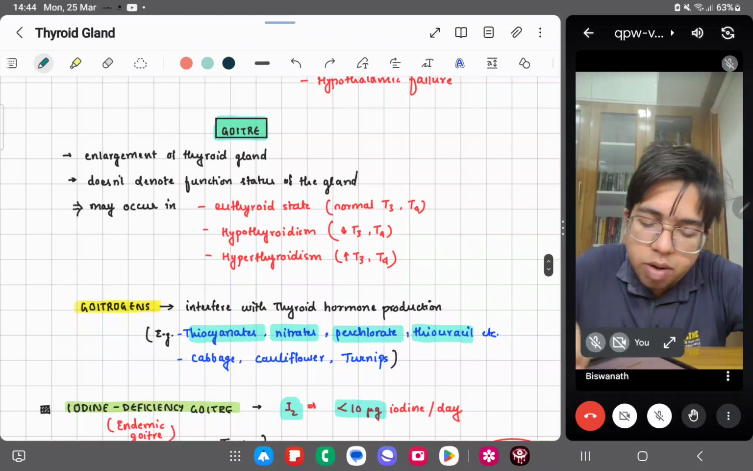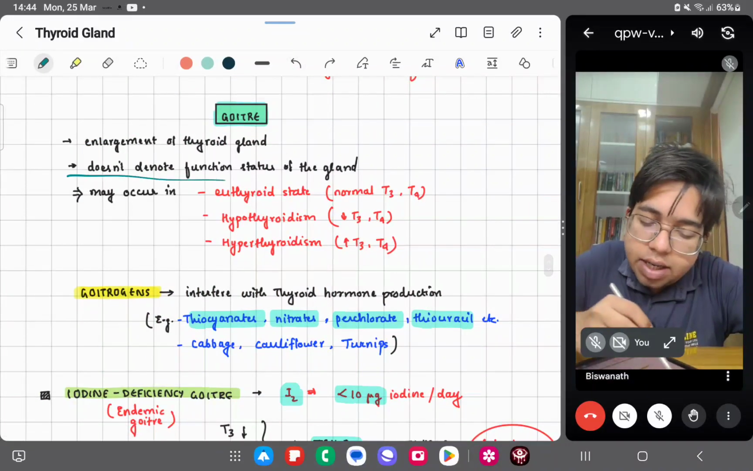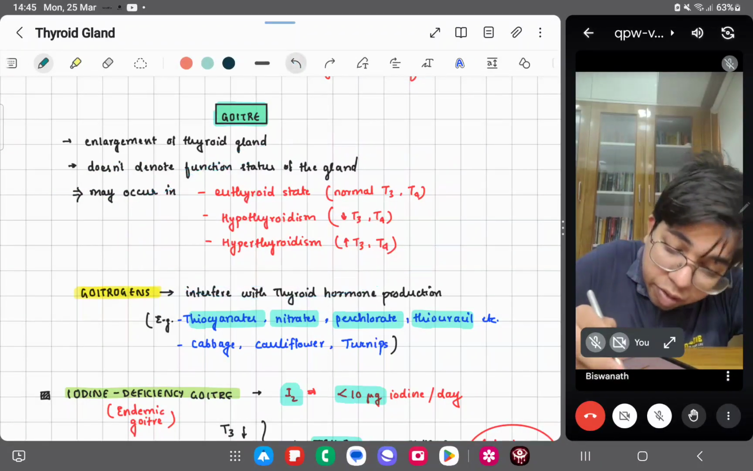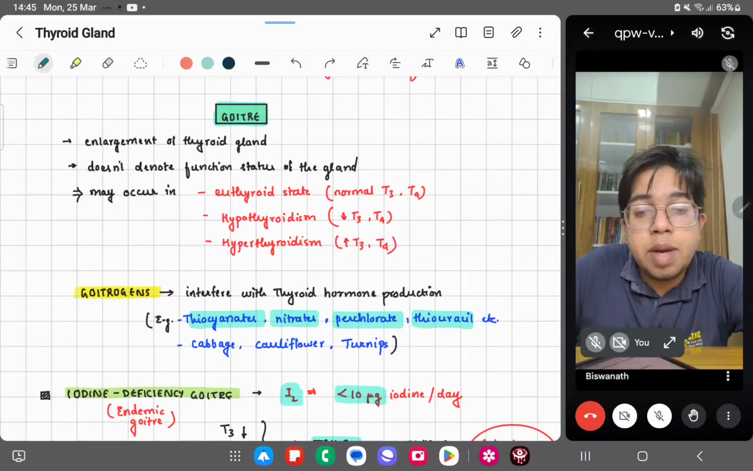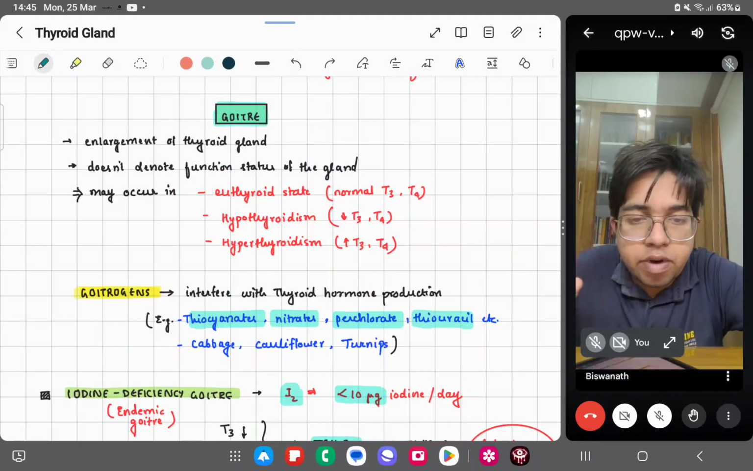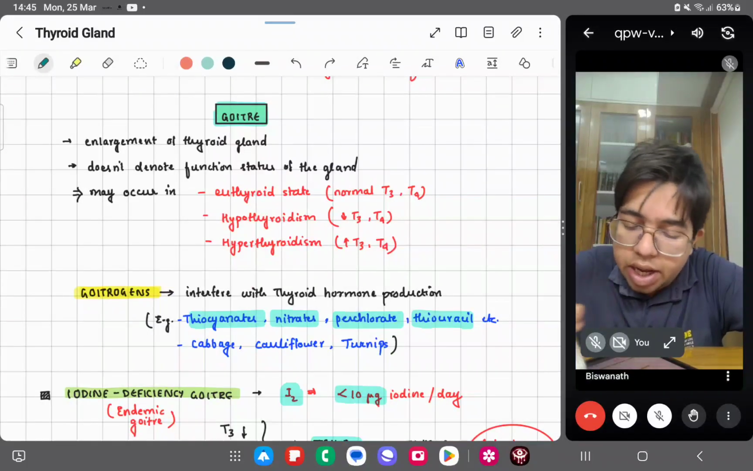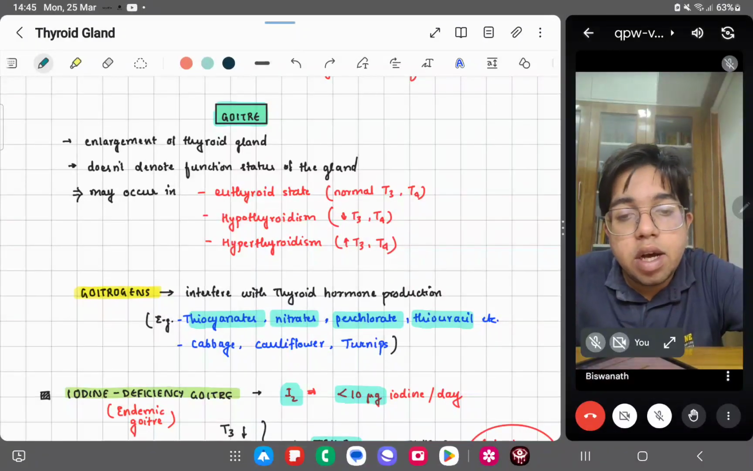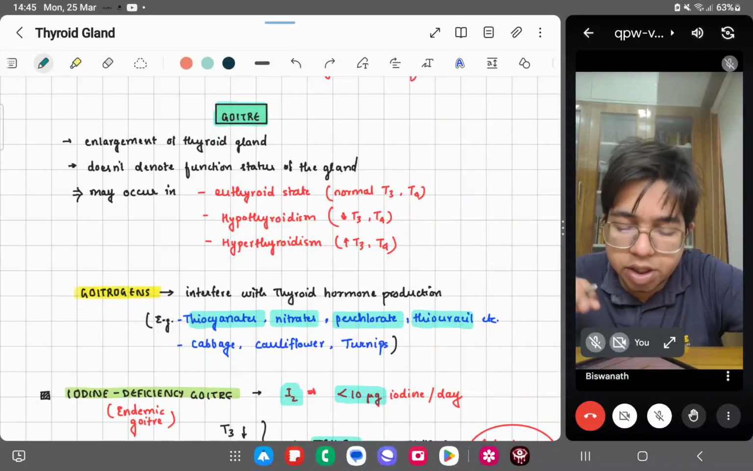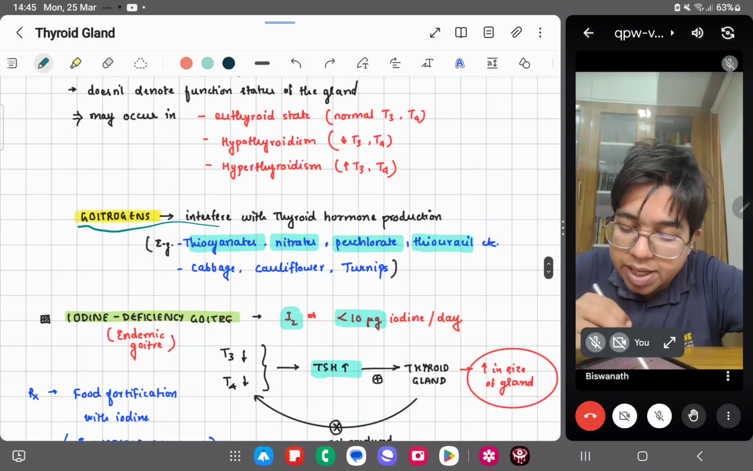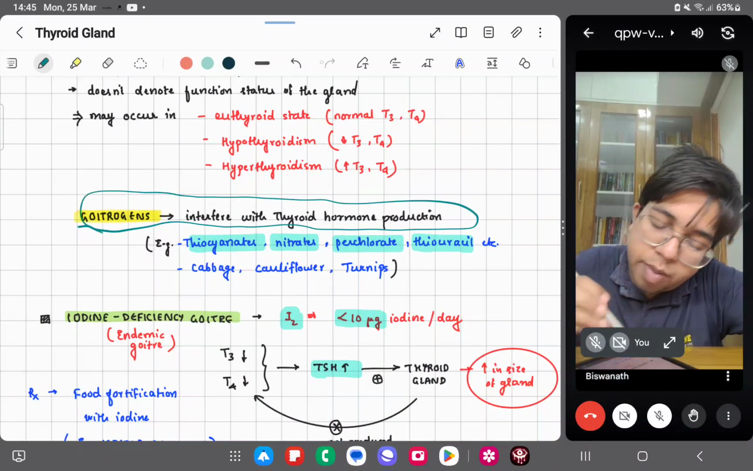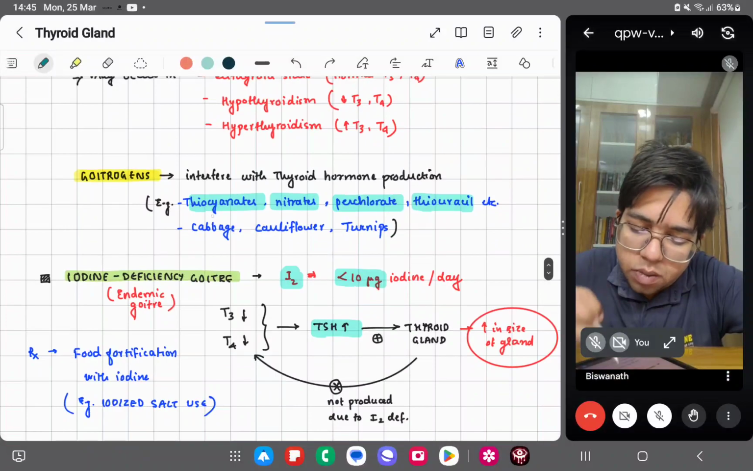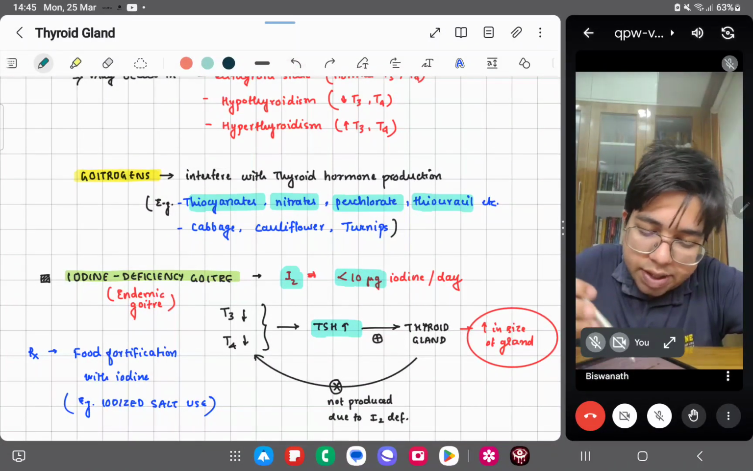Now, let's talk about goiter. Goiter is the enlargement of the thyroid gland. It doesn't denote the functional status of the gland and may occur in any state. The reports may be normal but you have goiter, or the reports are abnormal and you have goiter. You may have hypothyroidism with goiter, or hyperthyroidism with goiter, or it may occur in euthyroid state, that is normal functioning thyroid. Goitrogens are the substances that interfere with thyroid hormone production and increase the risk of goiter: thiocyanate, nitrates, perchlorates, thiouracil, all this.